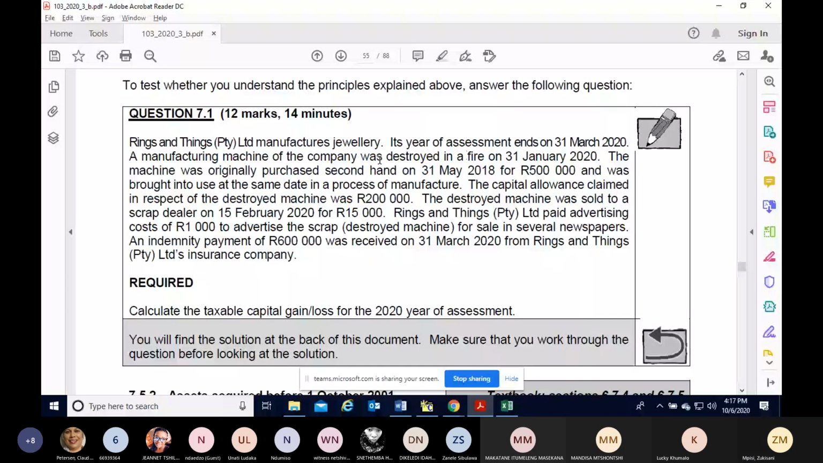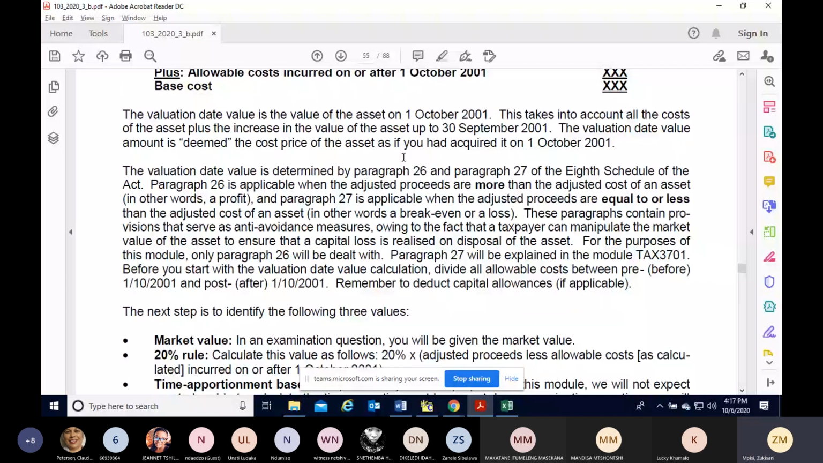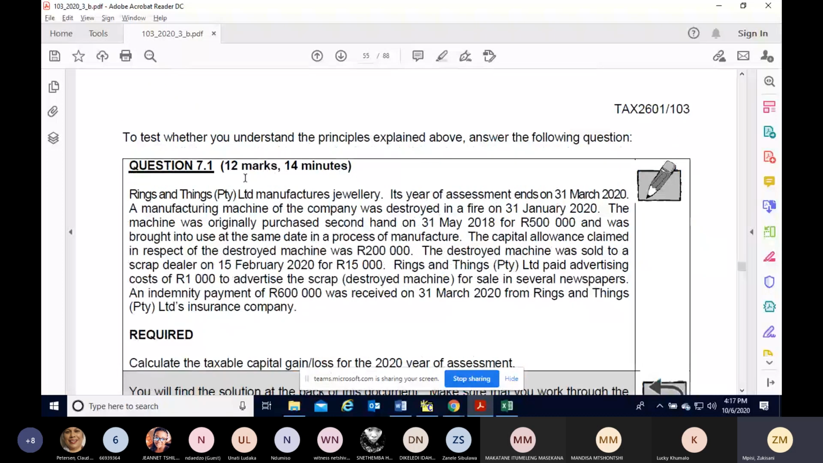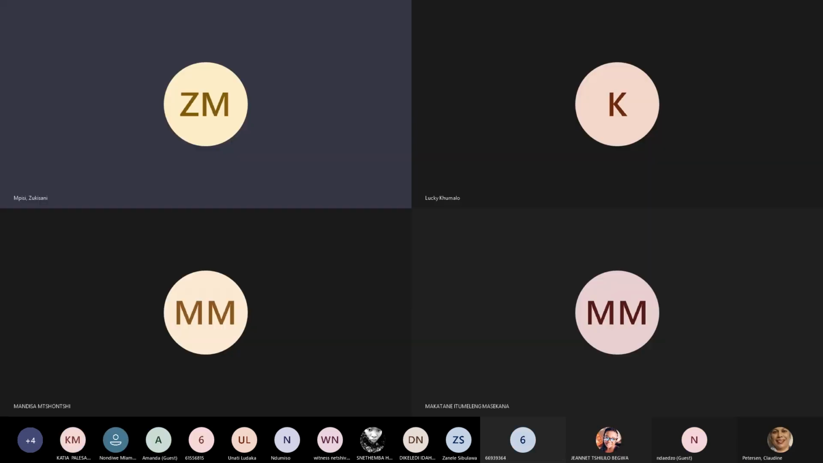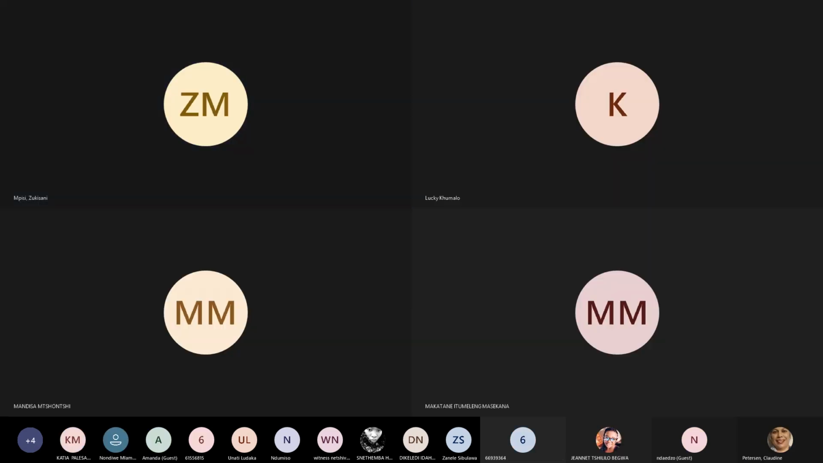So we are doing, on your study guide, we are on page 55. We are going to do question 7.1 shortly. If you can just quickly read for me question 7.1 in your study guide.